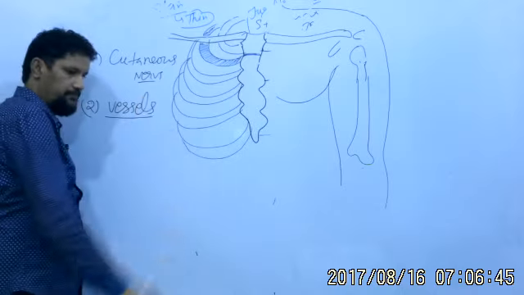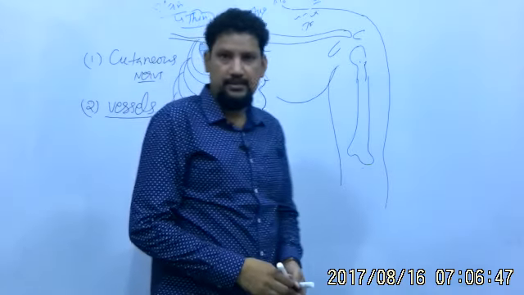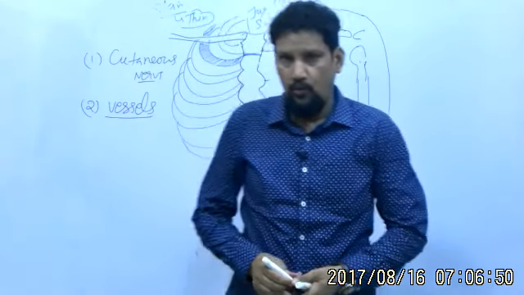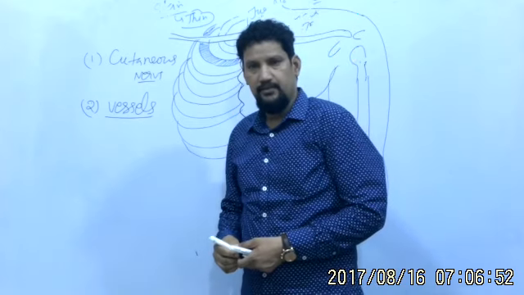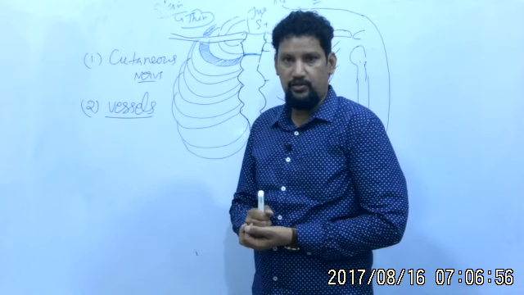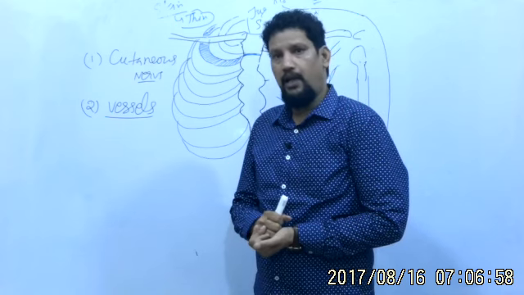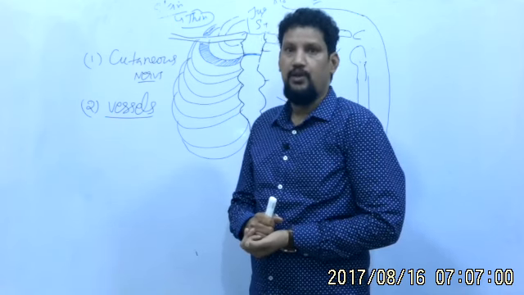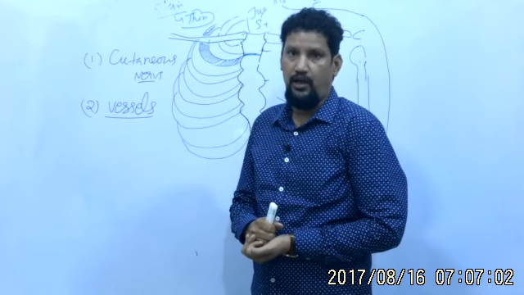The vessels which are supplying blood to the pectoral region are branches of the internal thoracic artery and also branches of the posterior intercostal arteries.